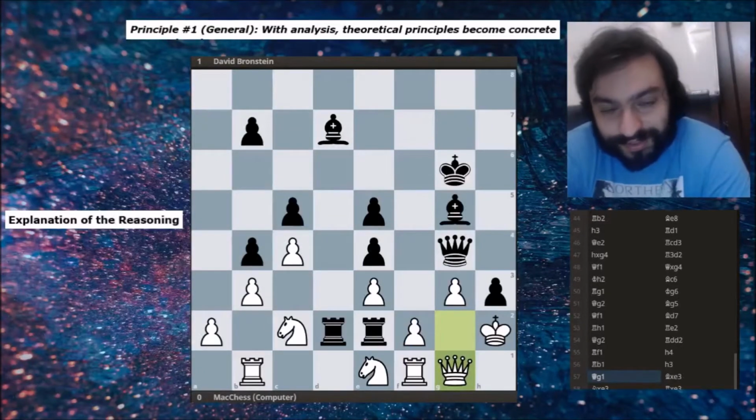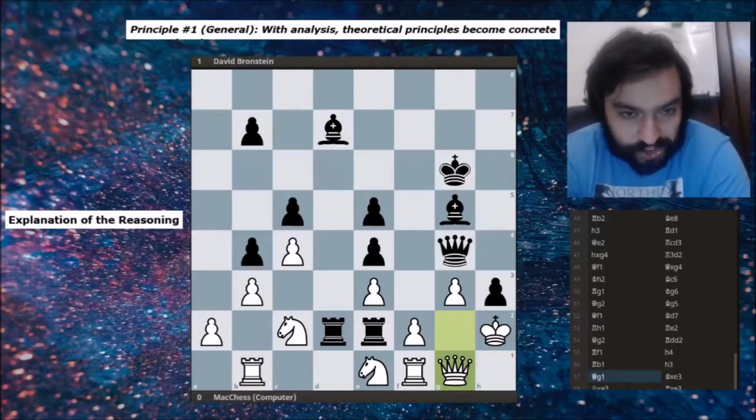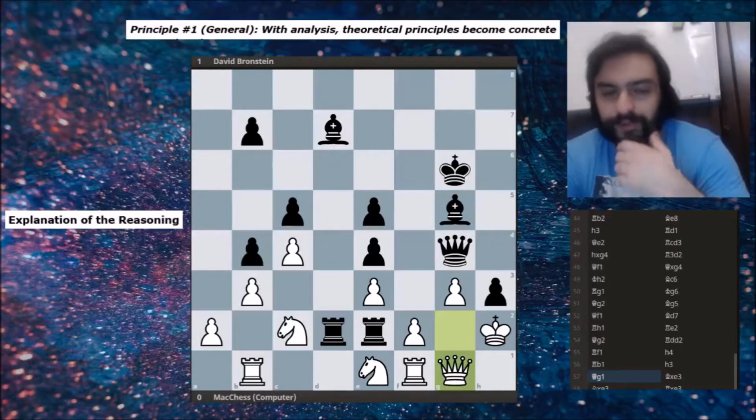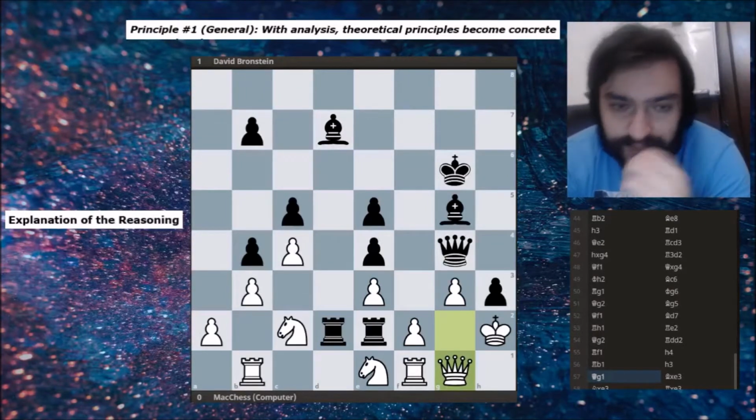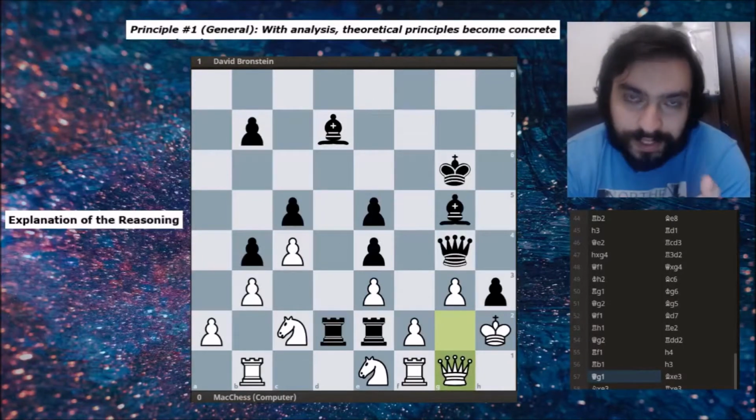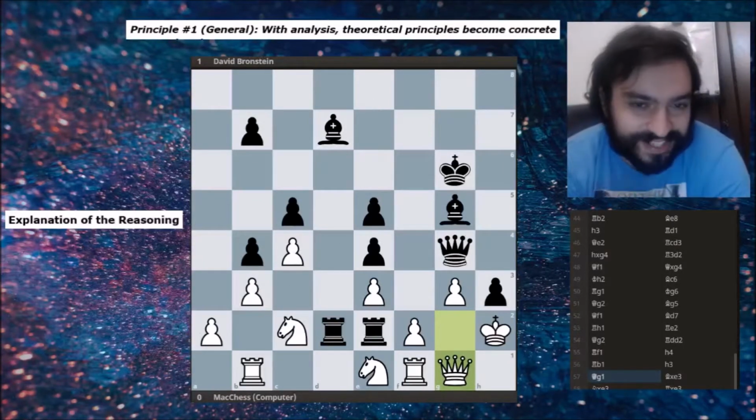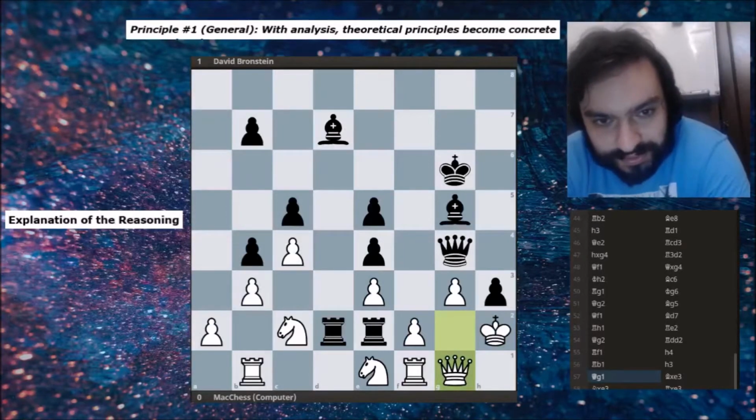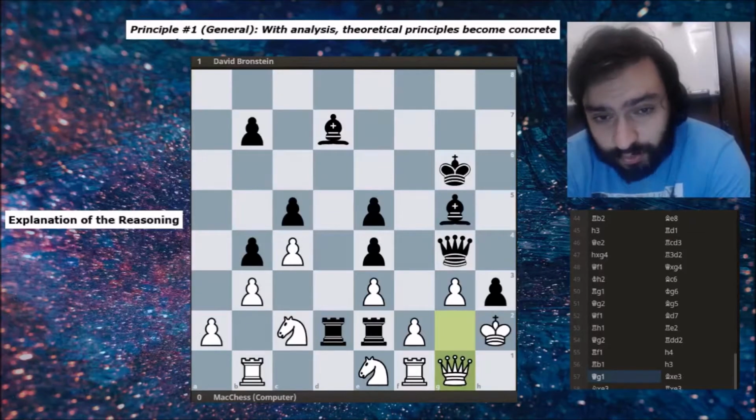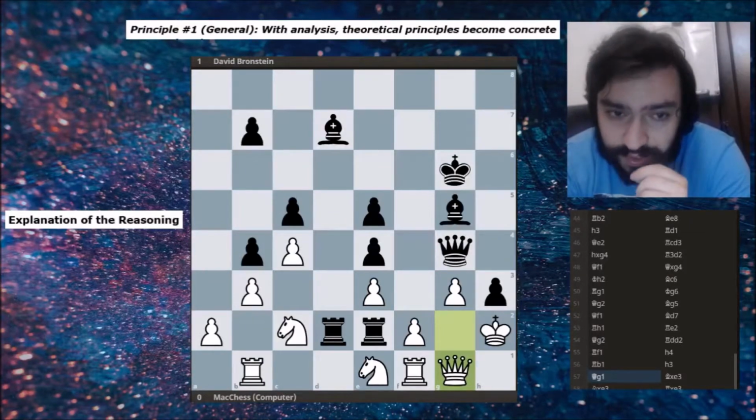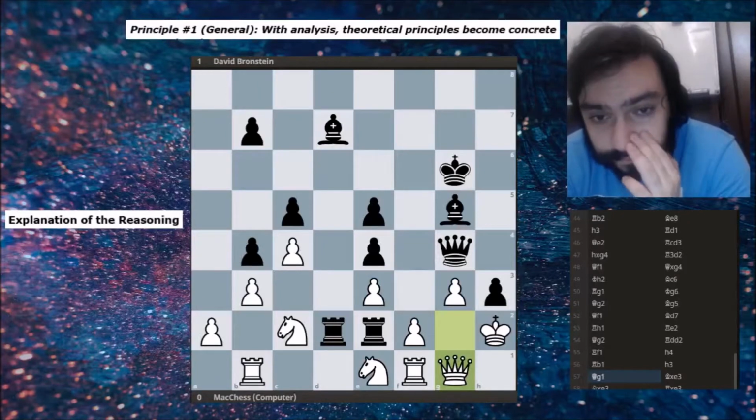Hello everyone! So we're going to start a new section, General Concepts, the second chapter. So the first principle of the general concepts, we'll just call them general principles now, even though basically all principles are kind of general, right? But yeah, anyway, we'll call them general principles. So the first one is, with analysis, theoretical principles become concrete, practical tools.